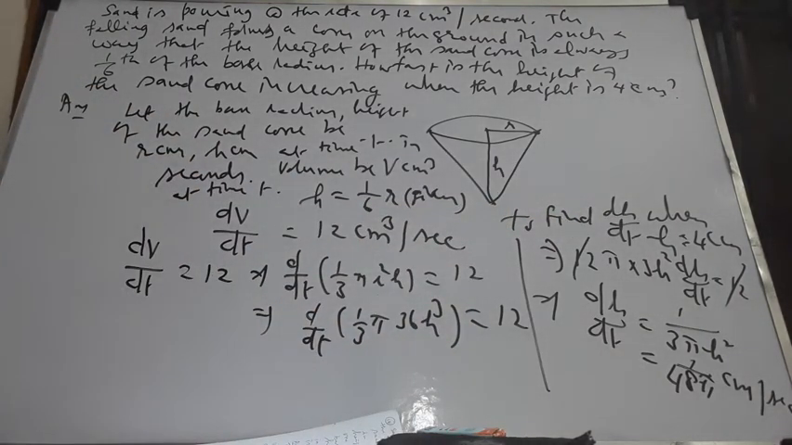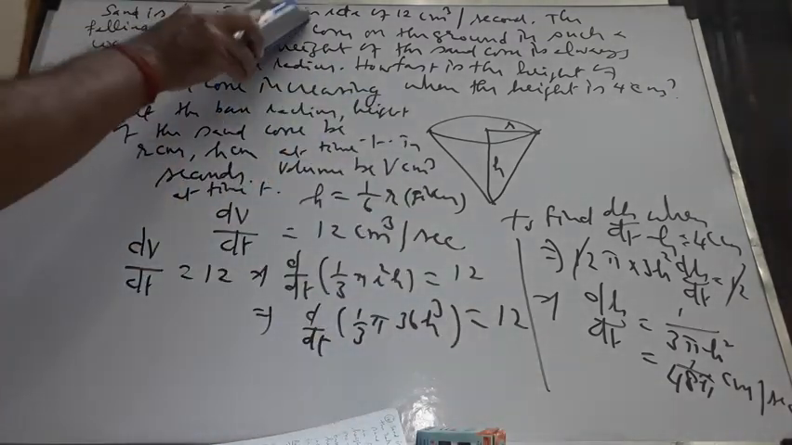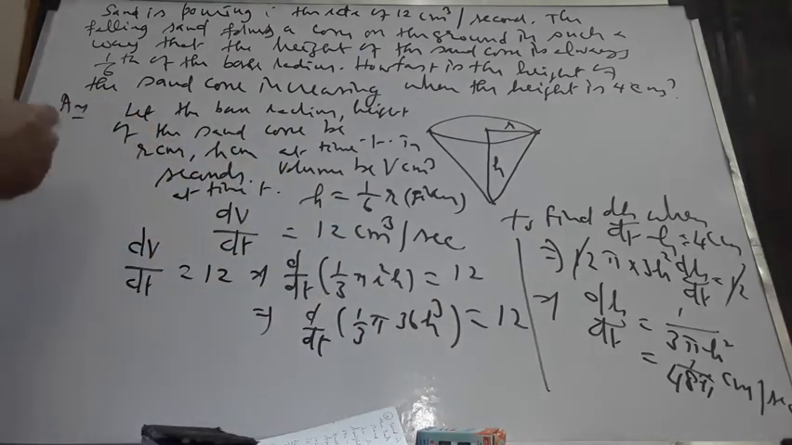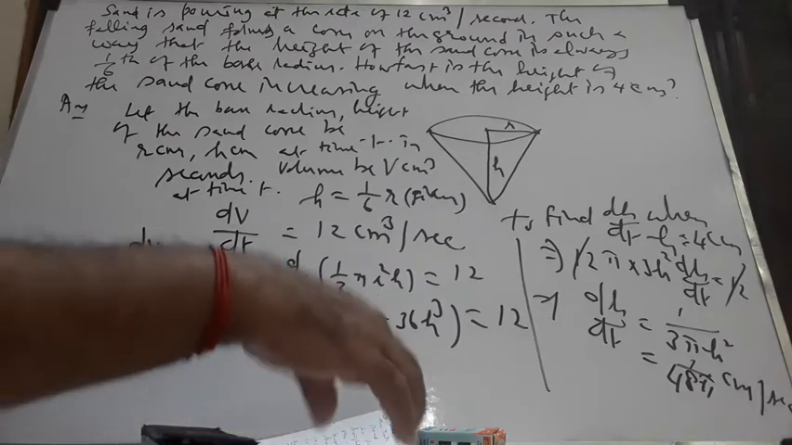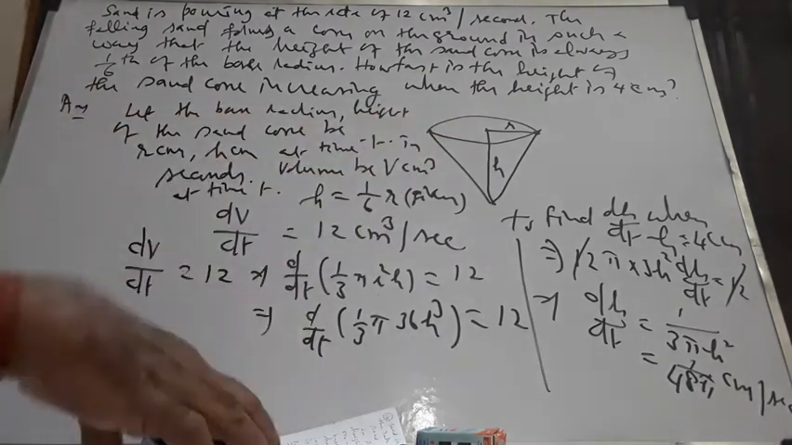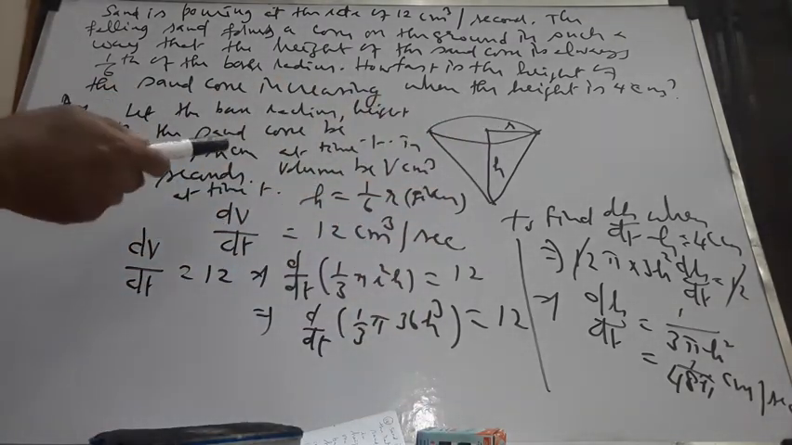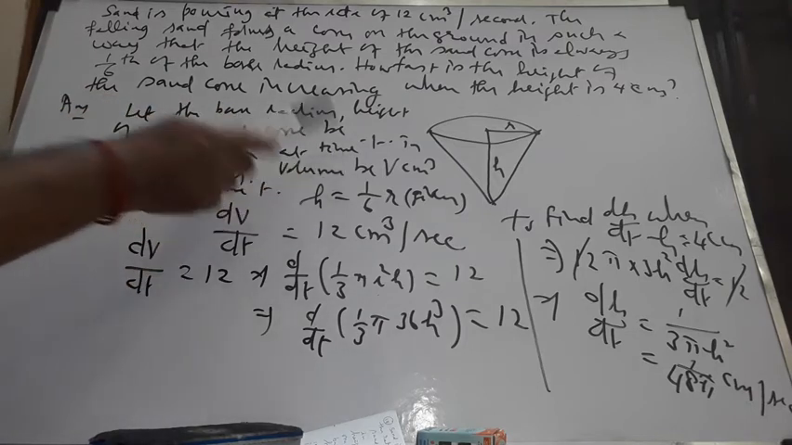Let me repeat the whole process. Just listen. Sand is pouring at the rate of 12 centimeter cube per second, and the falling sand forms a cone on the ground in such a way that the height of the sand cone is always 1/6 of the base radius. How fast is the height of the sand cone increasing when the height is 4 centimeters? Let me draw a diagram like this. I assume height to be h and radius to be r at instant t, t is in seconds. Volume to be v, let us say.